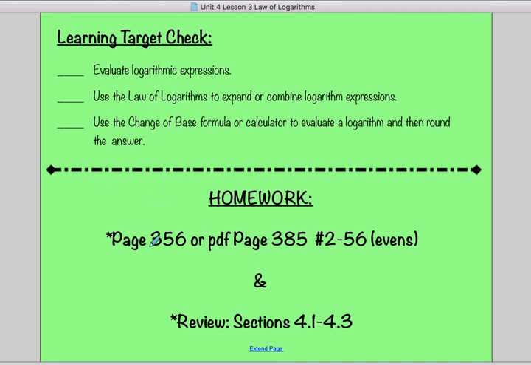So, homework, page 356 or PDF page 385, 2 through 56 even, and then also review sections 4.1 and 4.3. You will have a quiz tomorrow on those sections. Okay, so make sure you do both.